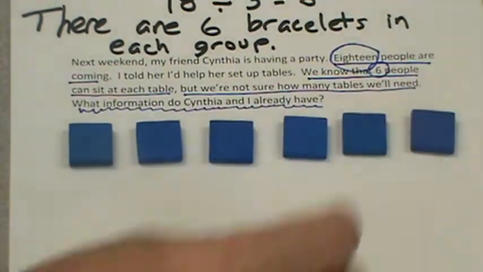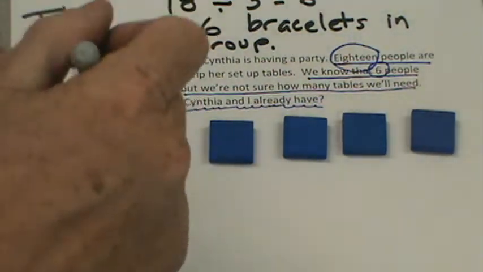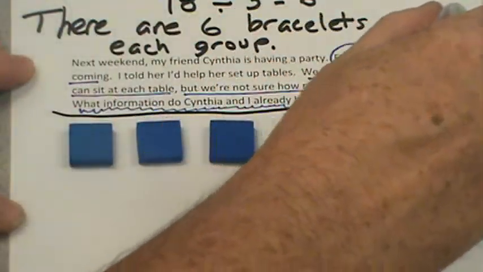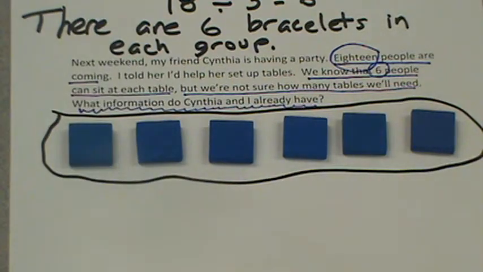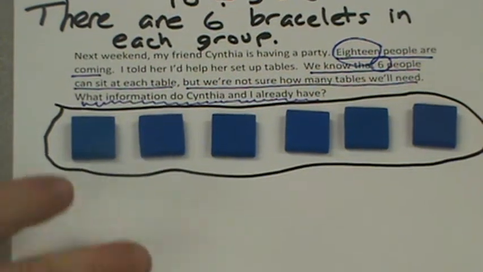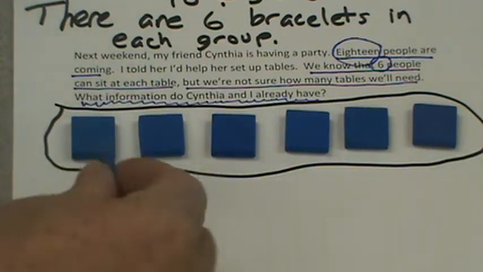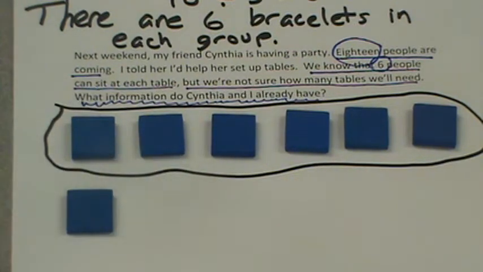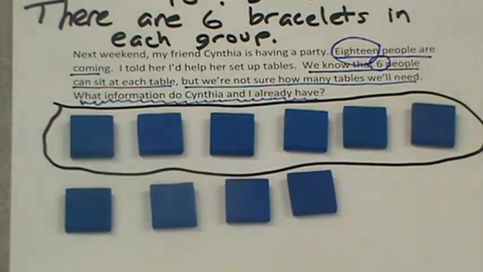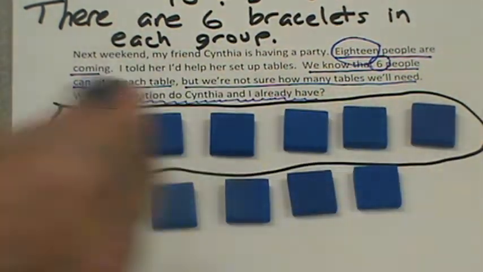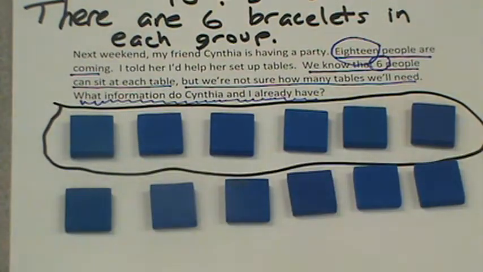1, 2, 3, 4, 5, and 6. There's one table. And let's kind of draw a circle around it. That's one table of 6. Let's make another 6. Did I say these mean tables? No, these mean people. 1, 2, 3, 4, 5, and 6. Oh my goodness, here's another table with 6 people sitting at it.